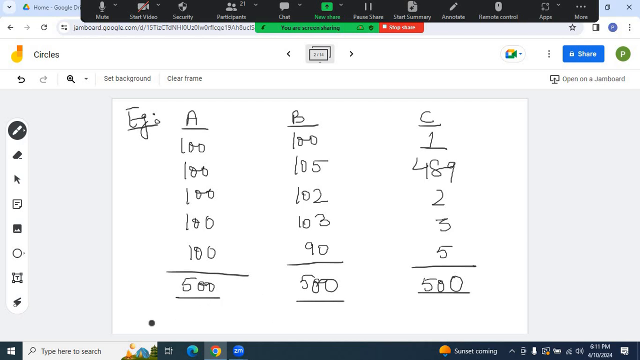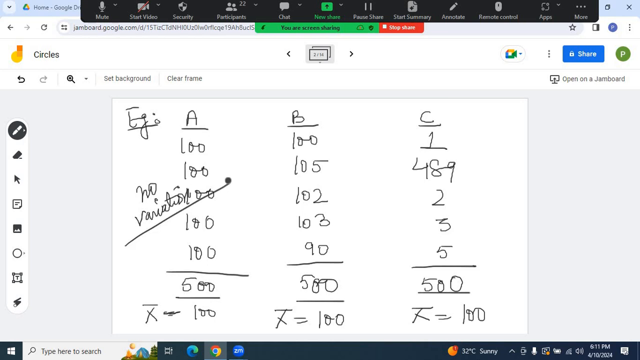Now the total is the same. If I calculate the mean of series A, it will be 500 upon 5. For B, again the mean is 500 upon 5, and for C, again it is 100. Now we can very easily see that the mean in all the series A, B and C is the same. But can you see the data carefully? In A series there is no variation.